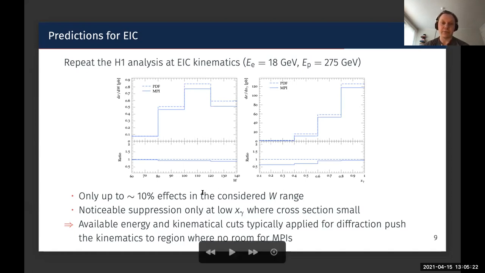So the conclusion from this exercise is that the available energy and the kinematical cuts typically applied for diffraction push the kinematics into the region where there is no room for MPIs, and therefore our model for the rapidity gap survival has only very mild effects.